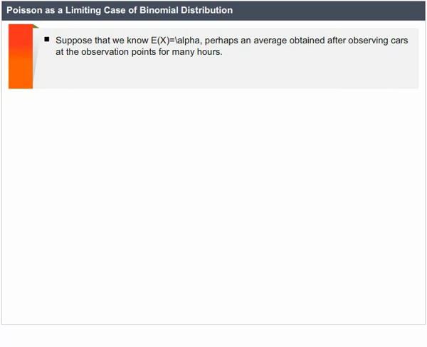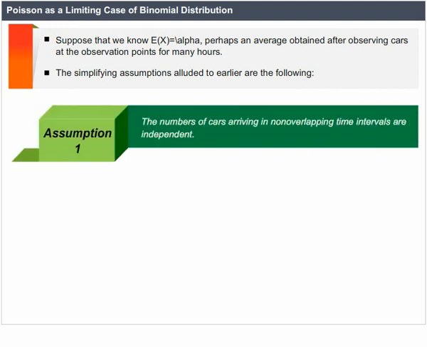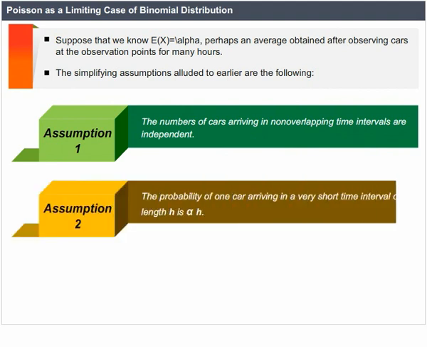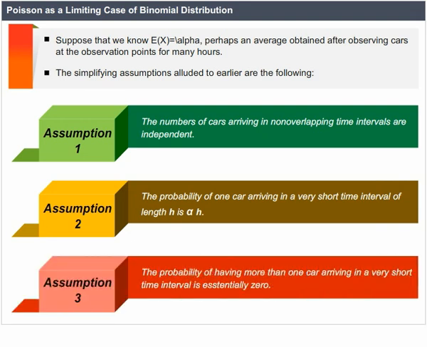The simplifying assumptions alluded to earlier are the following. Assumption 1. The numbers of cars arriving in non-overlapping time intervals are independent. Assumption 2. The probability of one car arriving in a very short time interval of length h is alpha h. Assumption 3. The probability of having more than one car arriving in a very short time interval is essentially 0.